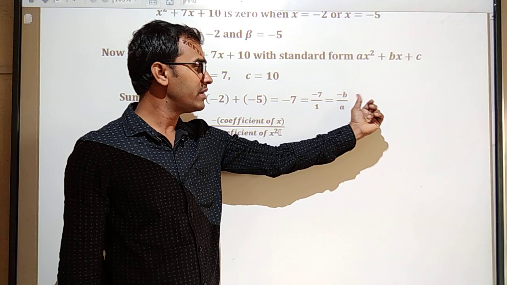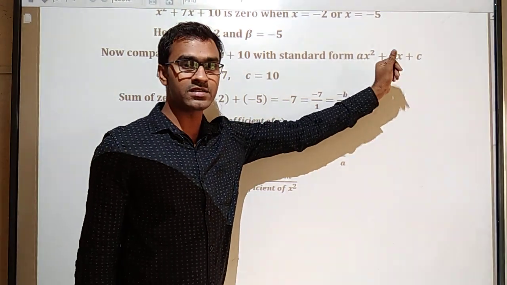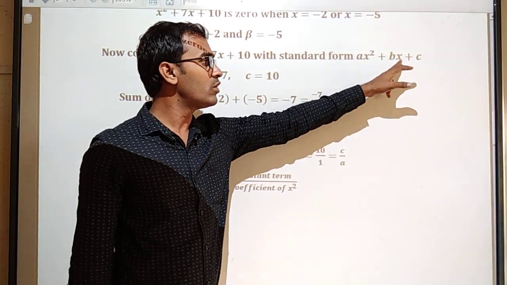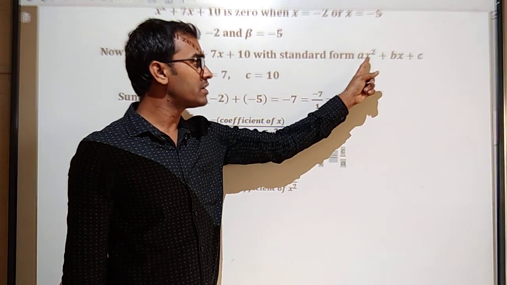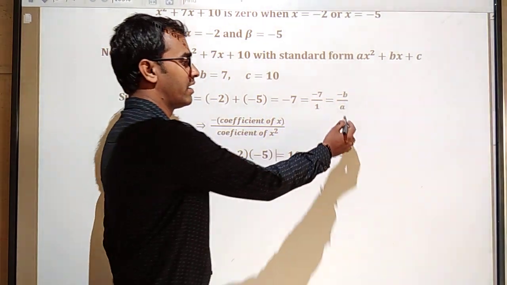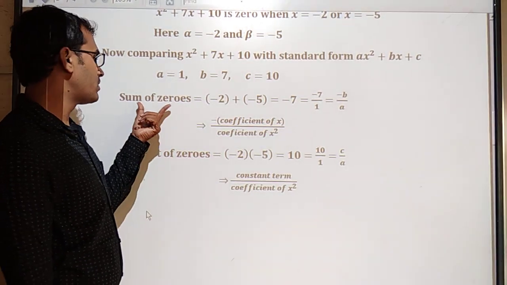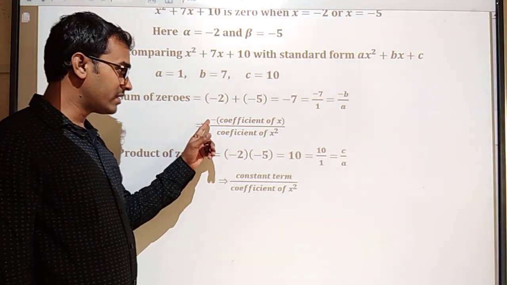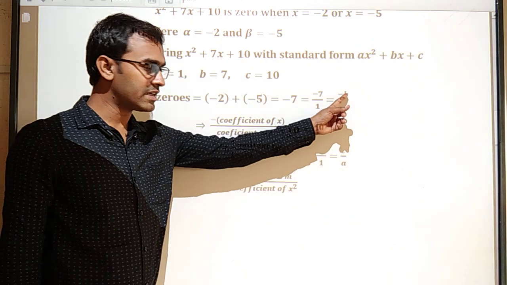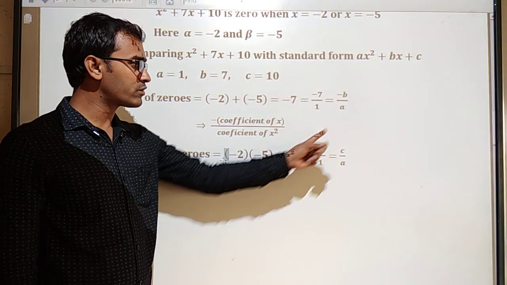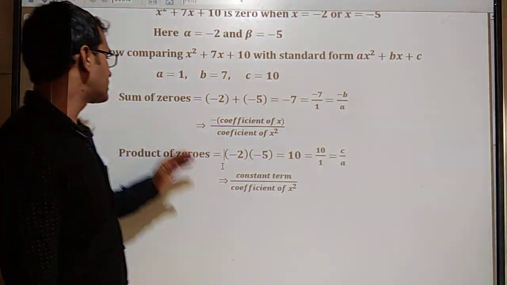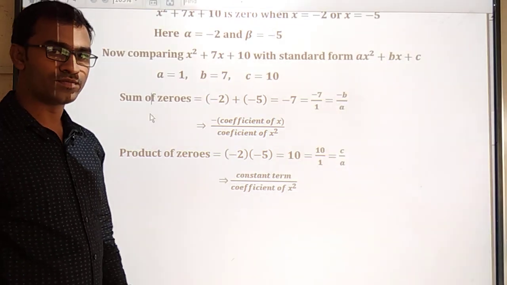Got it? Here b means the coefficient of x, and a means the coefficient of x square. A is nothing but the coefficient of x square. So the sum of zeros is equal to minus coefficient of x upon coefficient of x square.